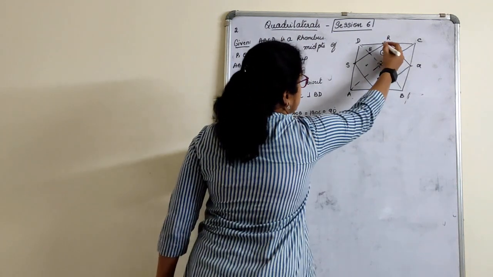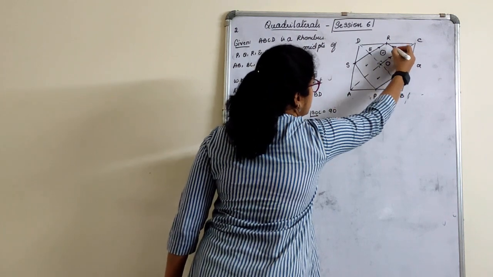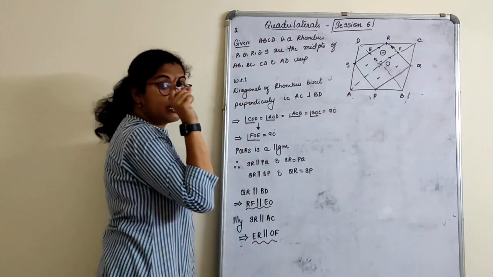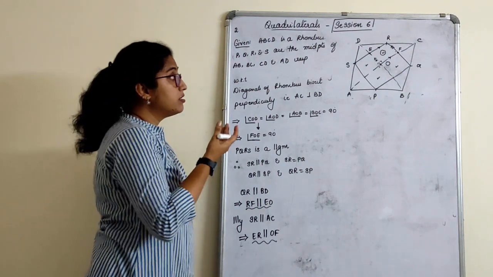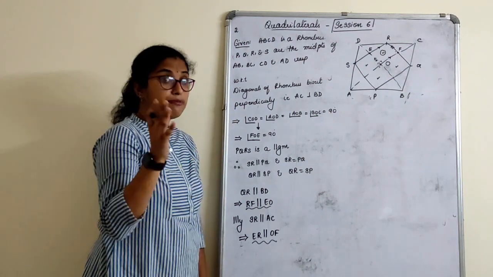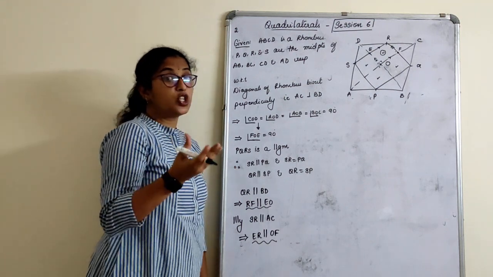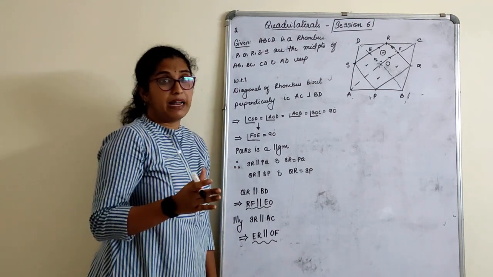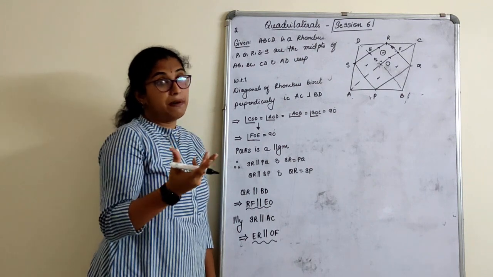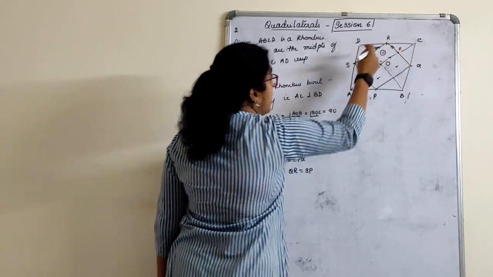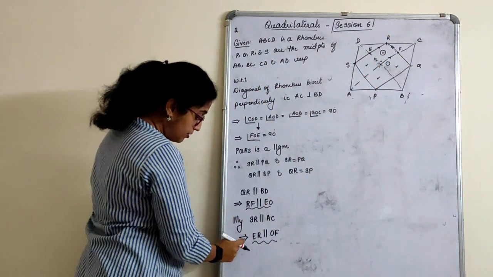We proved that this is parallel to this and this is parallel to this. That small figure. So, if opposite sides are parallel, I am not talking about equal here. If opposite sides are parallel, which quadrilateral will have opposite sides parallel? I can only think of a parallelogram. Therefore, EOFR is a parallelogram. Write it.